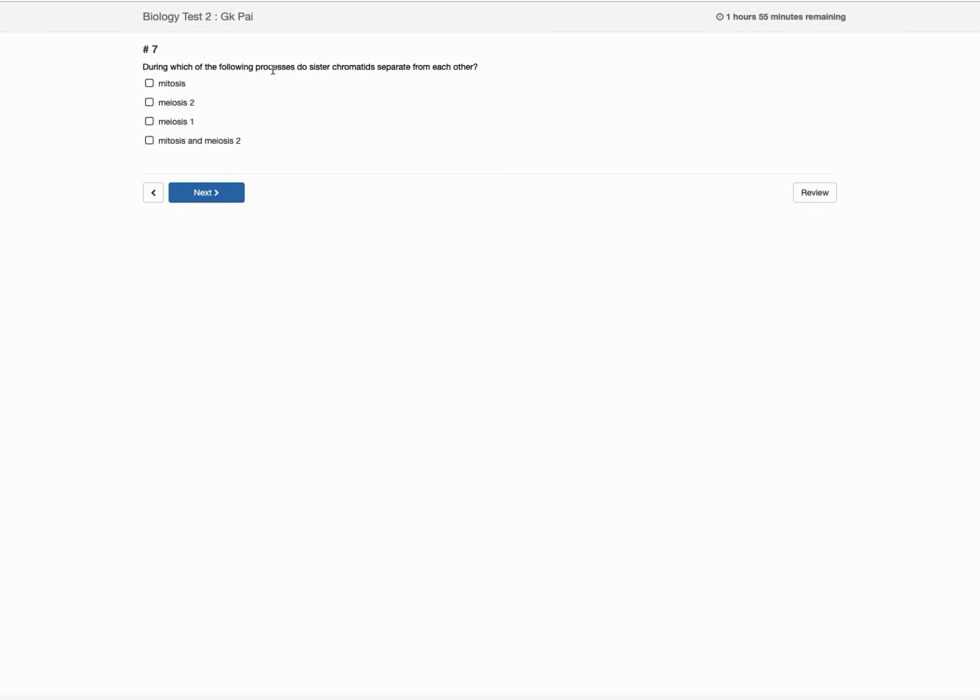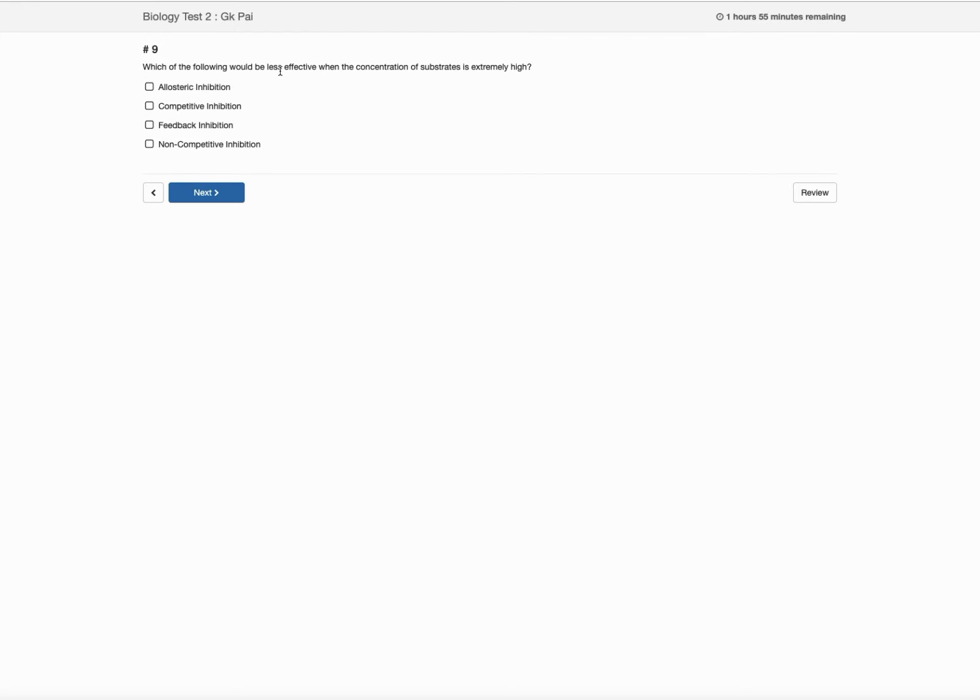Which of the following processes do sister chromatids separate from each other? Well, that happens in mitosis, we know that. And we also know that homologous chromosomes separate in meiosis 1, and sister chromatids separate in meiosis 2. So it would be mitosis and meiosis 2. An algae would be considered, this one's pretty easy, just a photoautotroph. It gets its energy from the sun.